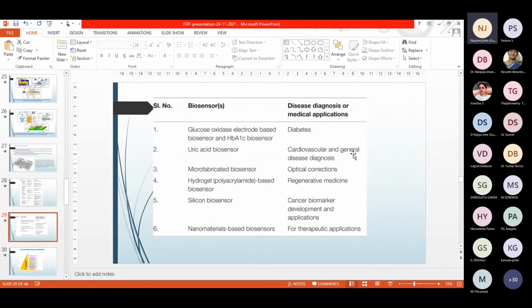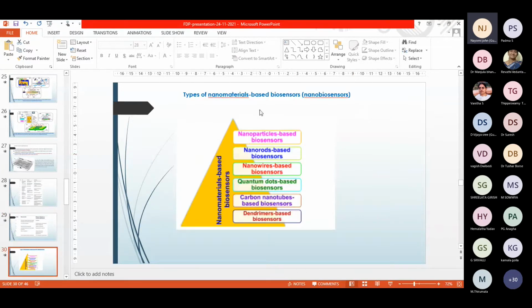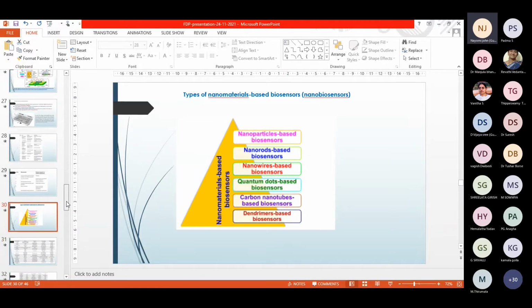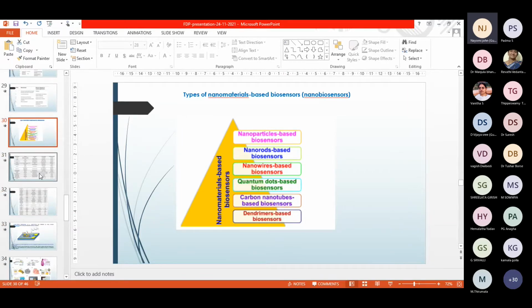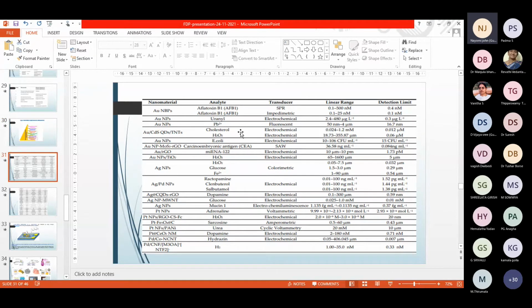Moving further, now the trend is moving on to the use of nanomaterials. So using nanomaterials, there are nanoparticle based biosensors, nanorod based biosensors, nanowire based, quantum dot based biosensors, carbon nanotubes, dendrimer based biosensors. There is so much advancement happening in the field of biosensors. And here these are all the nanomaterials, either silver or gold or platinum, that are being used to make the nanoparticles. And what are they detecting?